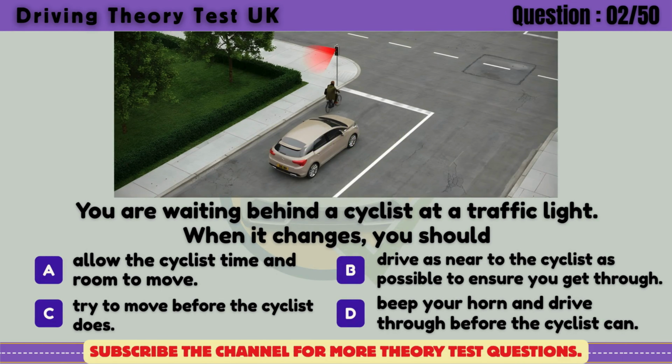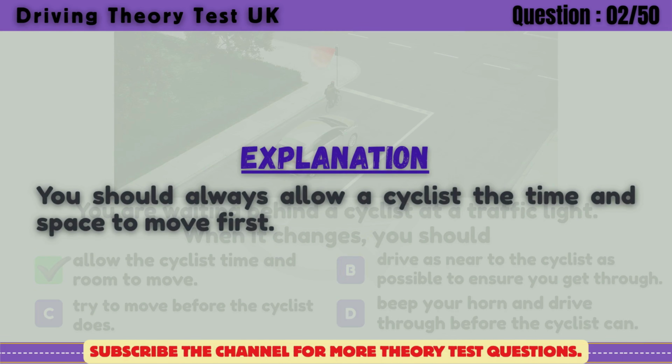Question 2. You are waiting behind a cyclist at a traffic light. When it changes, you should: Option A. Allow the cyclist time and room to move. B. Drive as near to the cyclist as possible to ensure you get through. C. Try to move before the cyclist does. D. Beep your horn and drive through before the cyclist can. Answer is A. Allow the cyclist time and room to move. You should always allow a cyclist the time and space to move first.